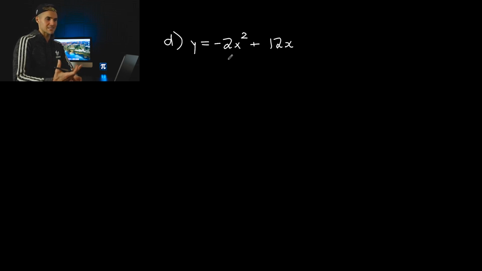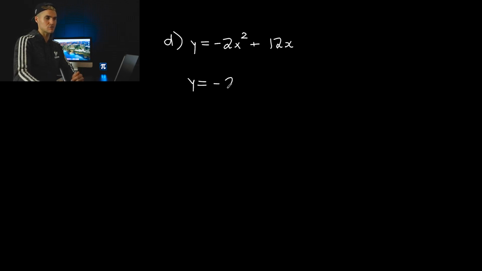Here, the vertex is not directly given to us. And so if you remember, there's multiple ways to get the vertex. We could find the x-intercepts, and then the vertex, the x value, or the axis of symmetry is going to be the midpoint between those x-intercepts. So if we were to do that, this is actually going to factor pretty smoothly.